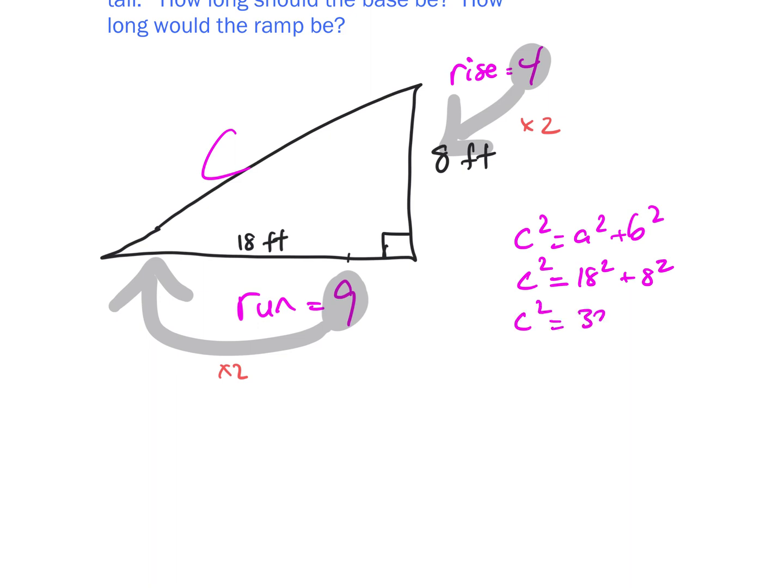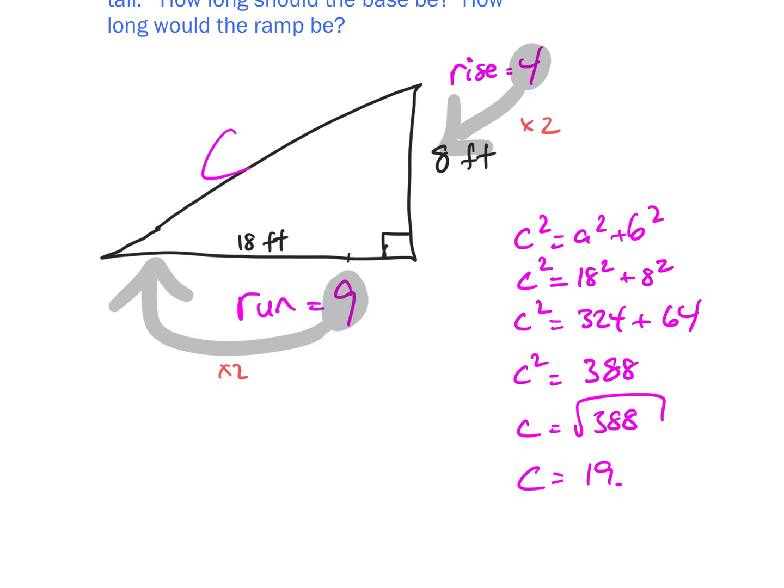18 squared is 324. 8 squared is 64. And if you add those together, you're going to get 388. And in order to figure out the actual length of the ramp, we're just going to take the square root of 388. And when we do that, we are going to get a length of 19.7 feet if we round this to one decimal place. That would be the length of the ramp.